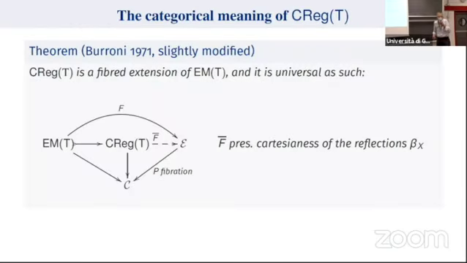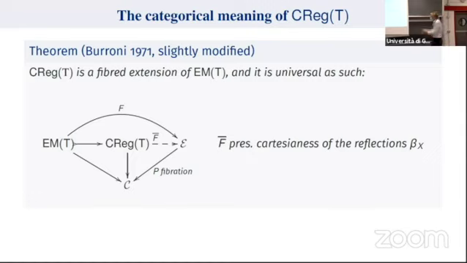This category C rec T appears actually in Baroni's work. He never talks about completely regular spaces, even though he considers the ultra-filter monad. He calls it EQT, and I have no idea why. Somebody can help me. But he realizes that the thing has a universal role to play.